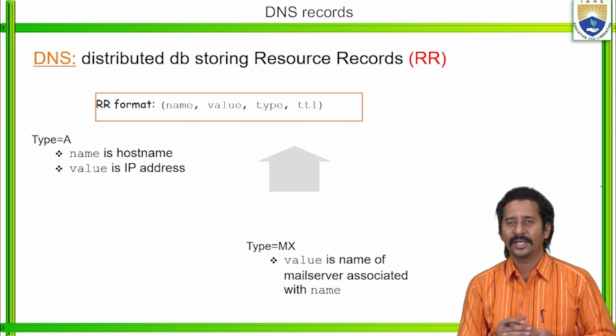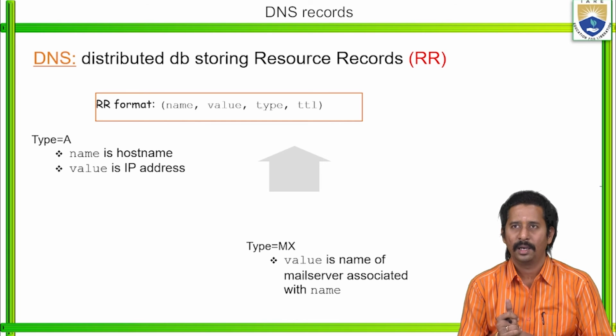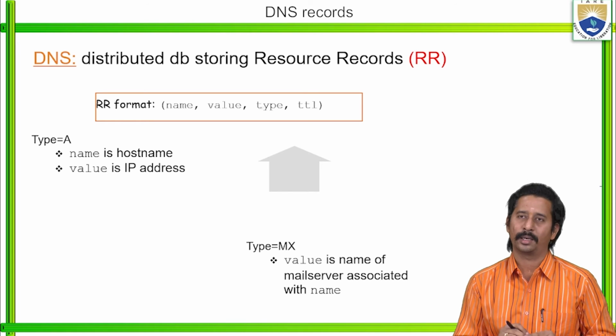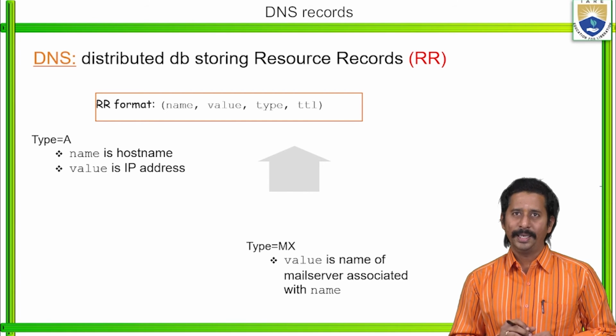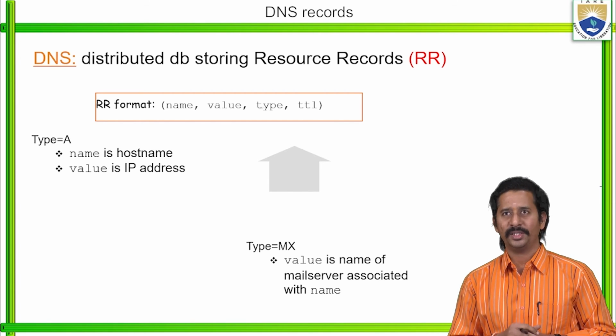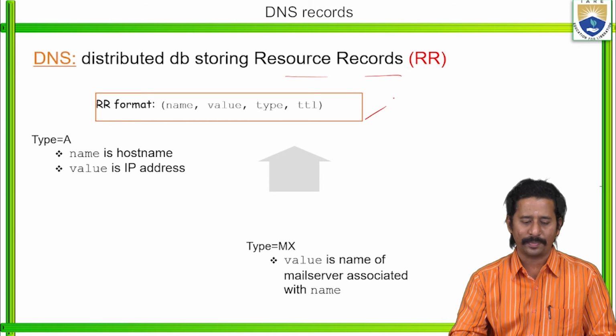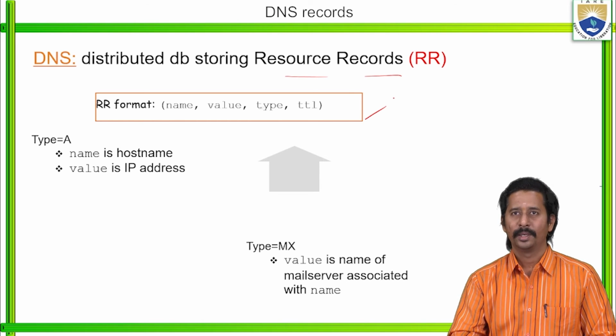See, then DNS records. So this is very important here. How the resource records are extracted, how the resource records are stored. So DNS is a distributed database storing resource records like this. So this is the format for a resource record. Name, value, type.